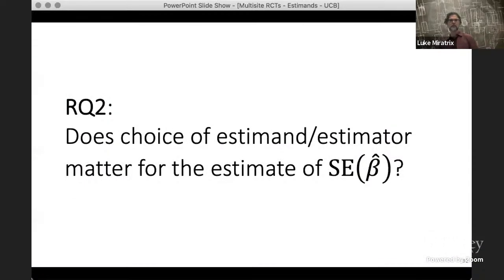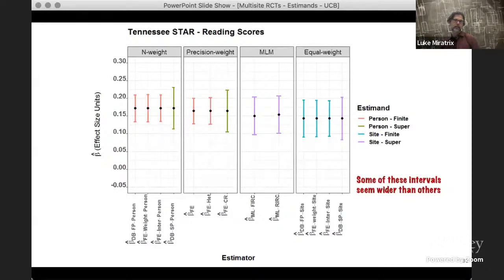Does the choice of estimator matter for the estimate of the standard error? Here again, we're looking at Tennessee Star, and we see different widths of our error bars. Some of the intervals seem wider than others. The question is how much?